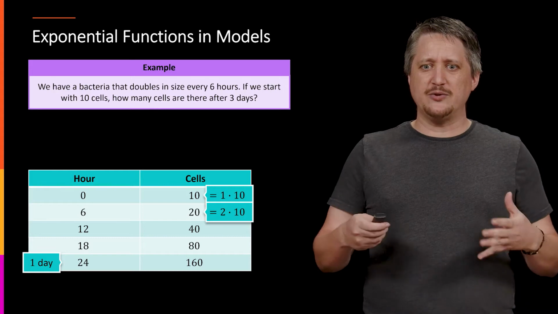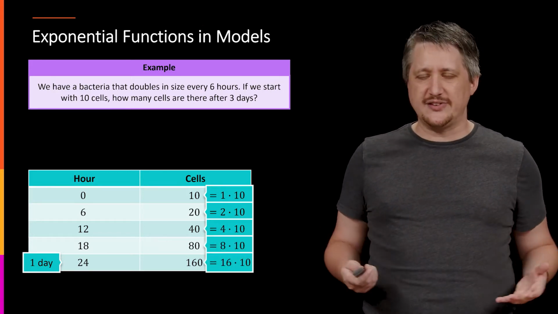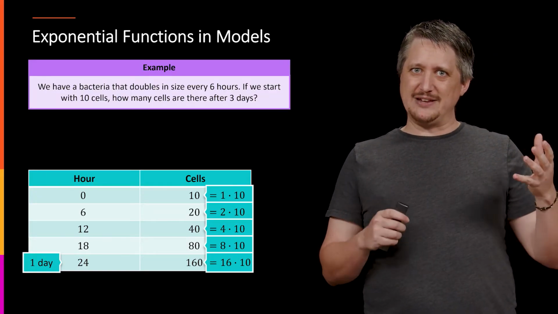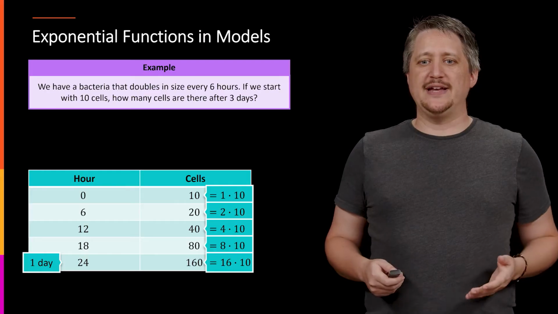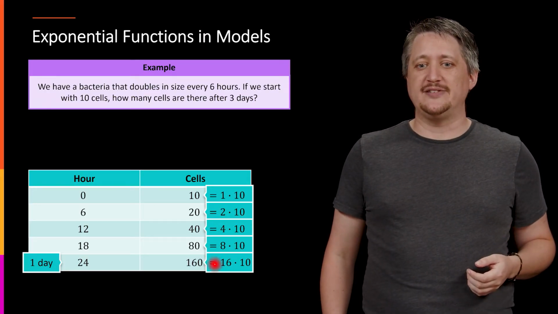So I look at the next one. I'm like, okay, that's 2 times 10. The next one's 4 times 10, 8 times 10, 16 times 10. So I took out that 10 because it was in the starting information. And now I'm looking at what's left over of that: 1, 2, 4, 8, 16.